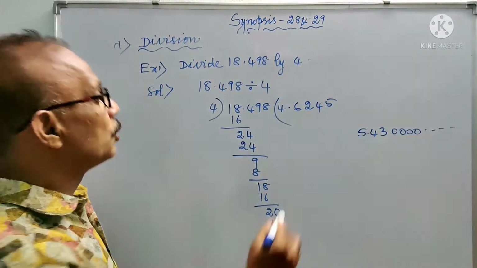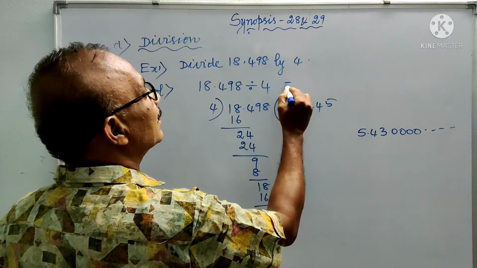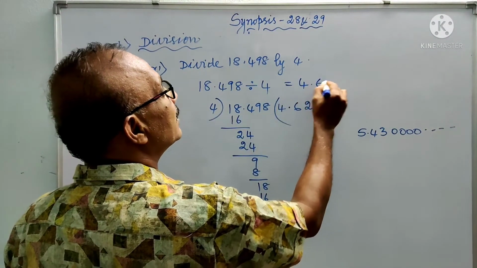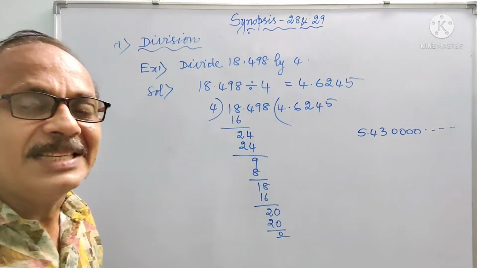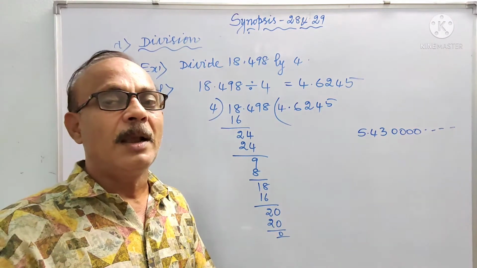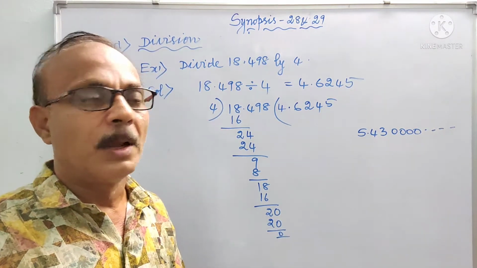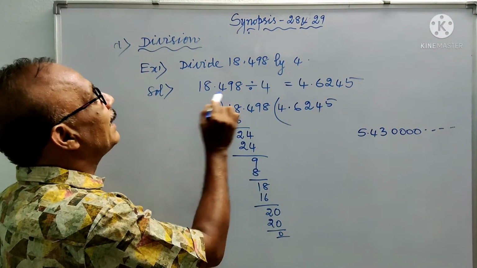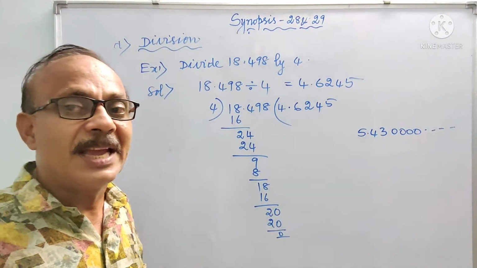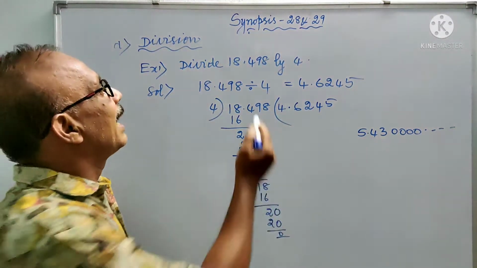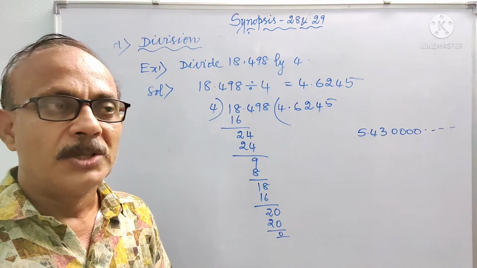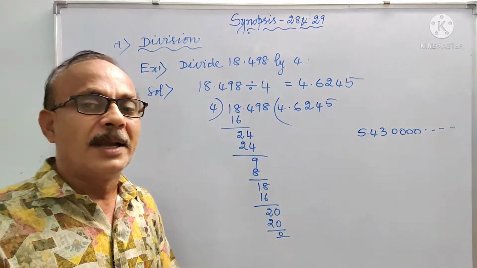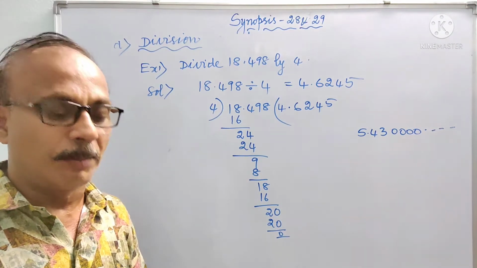So the quotient is how much now? This answer is 4.6245. So this is division of a decimal by a whole number. Here if you notice, 18.498 is a decimal, whereas 4 is a whole number. So this is how we divide a decimal number by a whole number.